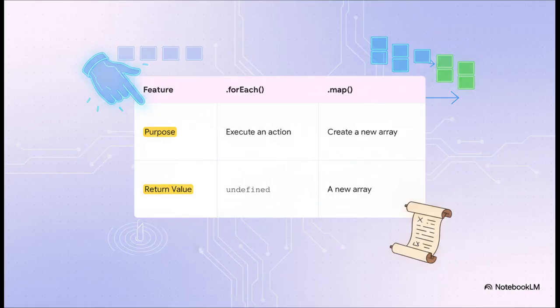So if you ever get confused, just come back to this slide. The entire difference boils down to the return value. Do you need to just perform an action for each item? Use forEach. Is your goal to create a brand new, modified array? You need map. If you can get this one distinction down, you are well on your way.